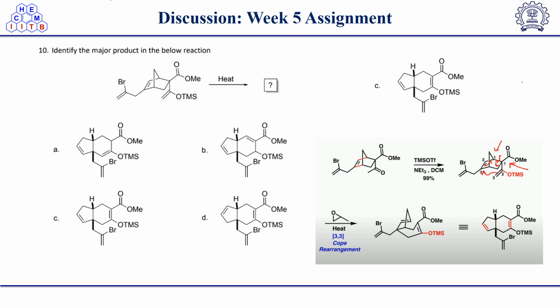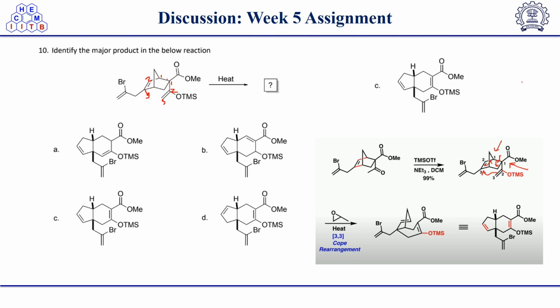So I hope it is clear. That is, this is a 3,3 sigmatropic rearrangement that is happening. So we can number it as 1, and this will be 2, and this will be 3. Similarly, here we can number it as 1, 2, 3. So what is happening?